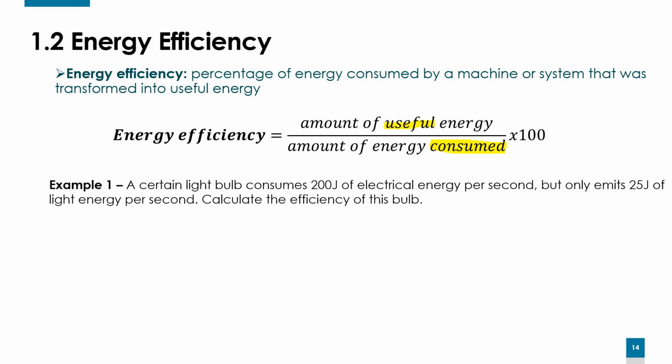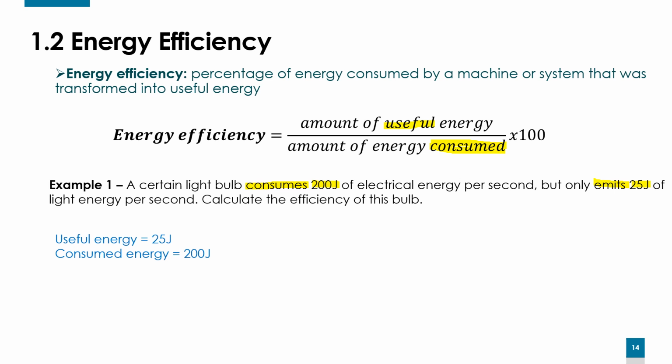Here's an example. A certain light bulb consumes 200 joules of electrical energy per second, but only emits 25 joules of light per second. Calculate the efficiency of this bulb. The first thing you need to do when you have a problem is highlight the most important information. It consumes 200 joules, but just emits 25 joules of useful energy. So let's make a list. The useful energy, the energy that we actually use, is 25 joules. And the consumed energy is 200 joules.